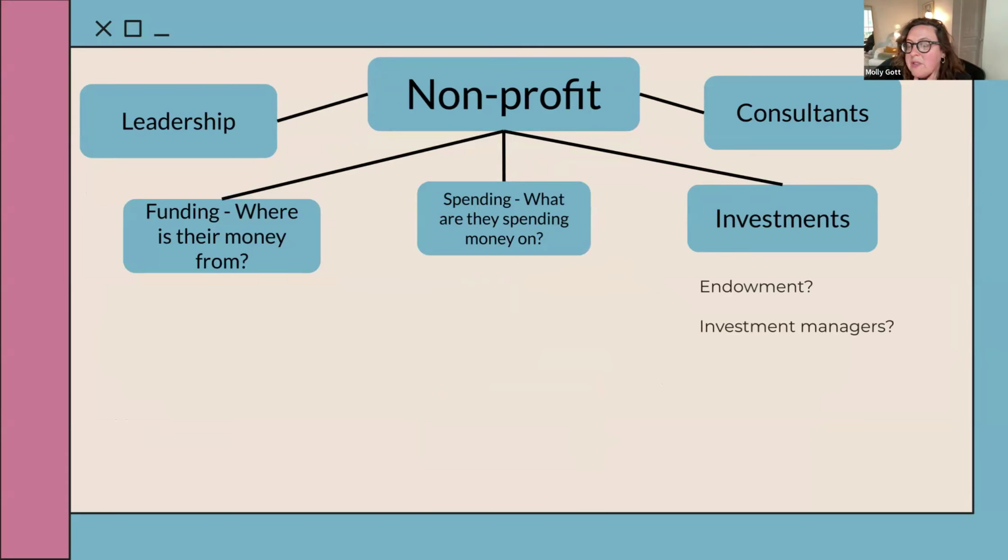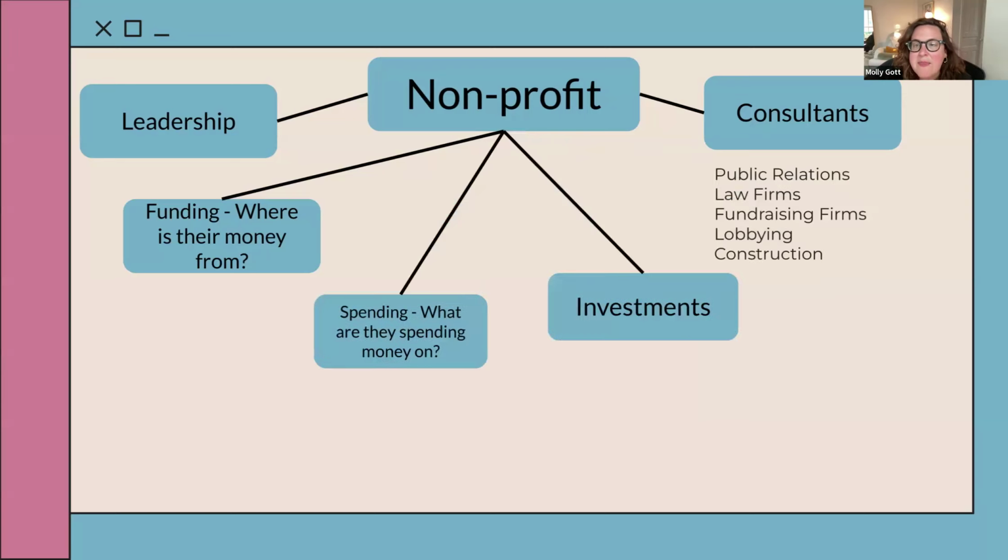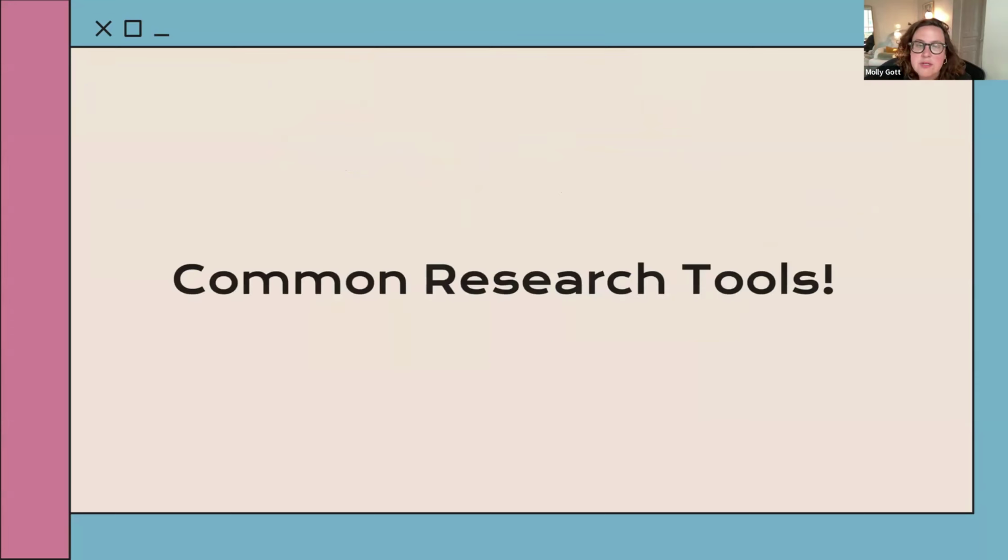Do they have an endowment? Are there investment managers, etc.? And then consultants, like what are the other networks of people that they rely on to keep their work going? So that could be PR, law firms, fundraising, lobbying, construction, a whole host of stuff. So I'm going to share it to Lauren to really jump into the specifics of how we find that info.